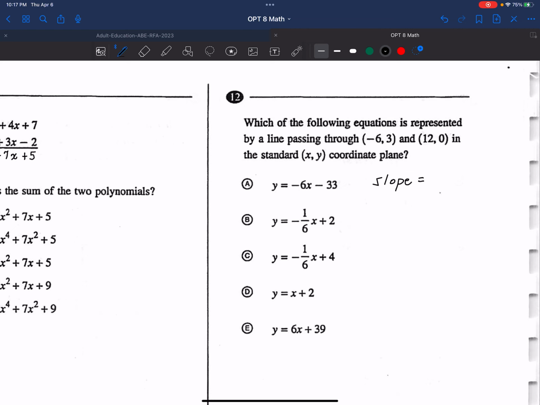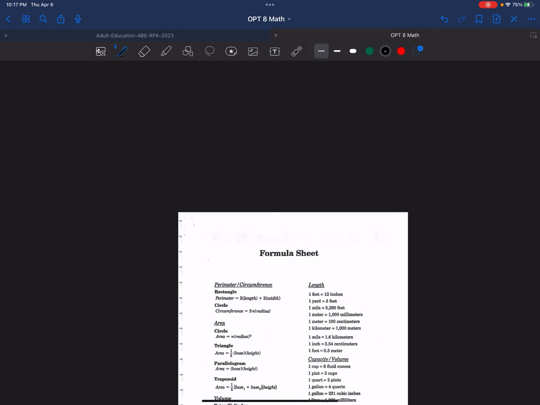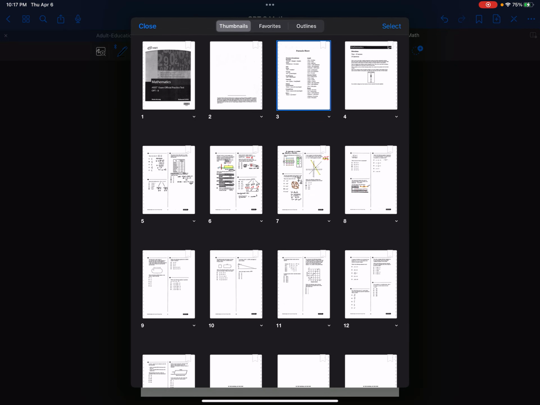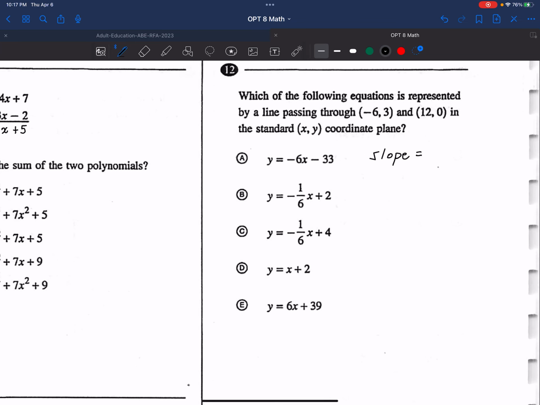Let me go back to your formula sheet and see if they give you this formula. I can't remember if they do or not. They do not. So you would need to memorize this formula before going into the test. If you don't already know this formula, I would spend some time working on it. It's y sub 2 minus y sub 1 over x sub 2 minus x sub 1.